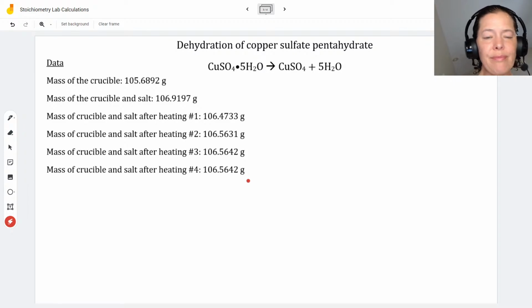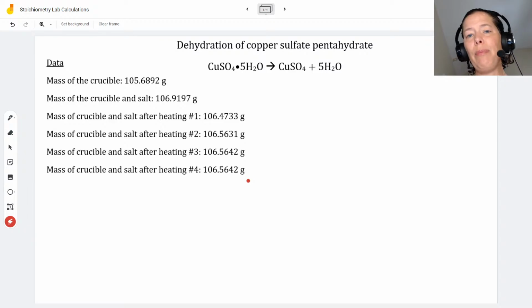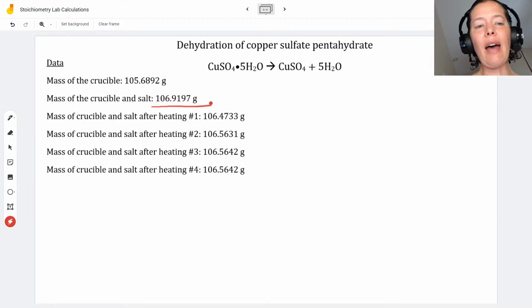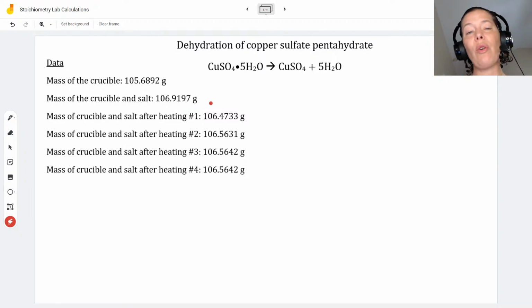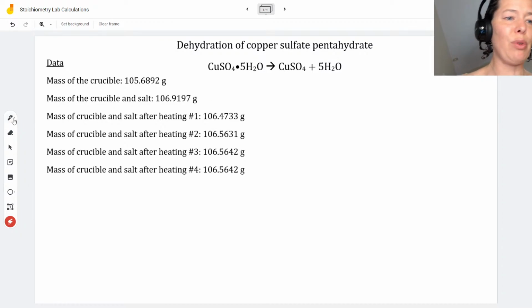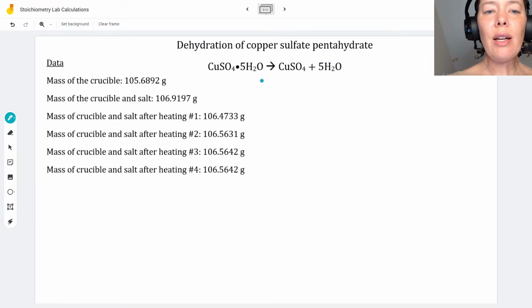Okay, so again, just like before, I am going to calculate how much copper sulfate pentahydrate, or in this case, how much salt I started with. So I have the mass of my empty crucible. This is a much larger crucible. And then I have the mass of my crucible and my salt together. So I want to know what is the mass of just the copper sulfate pentahydrate. So I'm just going to do a simple subtraction here. So here is the mass of my crucible and my salt that I ground as well as I could, and I'm going to subtract from it the mass of just the crucible.